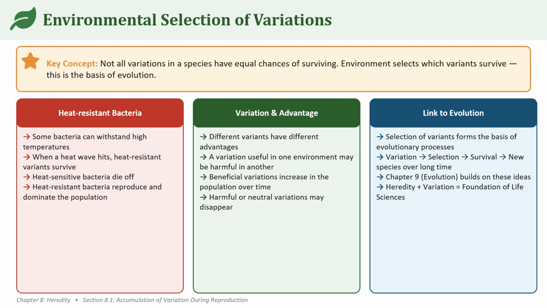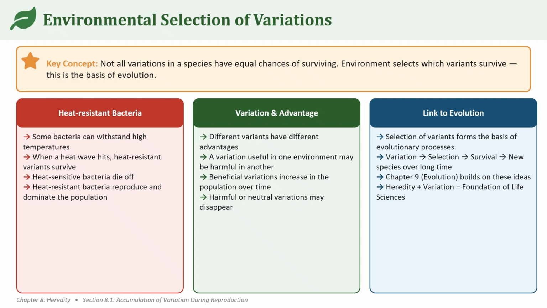First, let us take heat resistant bacteria. For example, suppose a bacterial population contains both heat resistant bacteria and heat sensitive bacteria. Heat resistant bacteria means that when the temperature rises, these bacteria can survive. But what will happen to the heat sensitive bacteria? They will die. So the survivors reproduce and increase in number. What is the importance of this? Beneficial variation increases survival and reproduction.